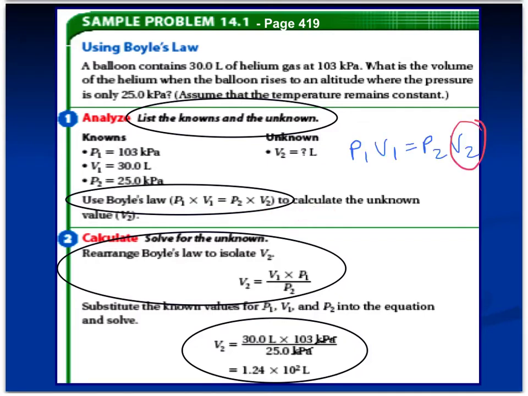I always like to rearrange the equation before I start plugging the numbers in, but if you like to do it the other way, that's fine. I have the equation here. Notice that V2 is what we're looking for. The way that I'm going to get V2 by itself is to divide both sides by P2. V2 is equal to P1 V1 divided by P2. You just plug in your values and you come out with a volume that is equal to 1.21 times 10 to the second liters. Again, notice how they're giving the units here in the correct number of sig figs.